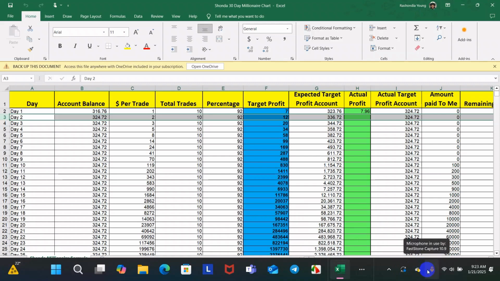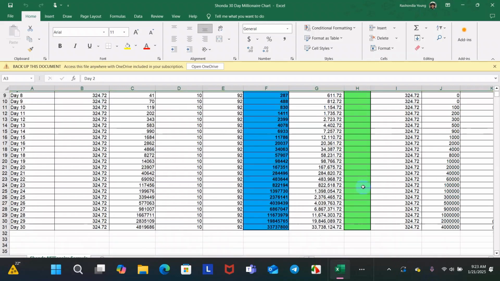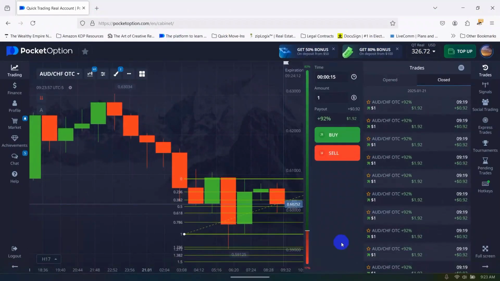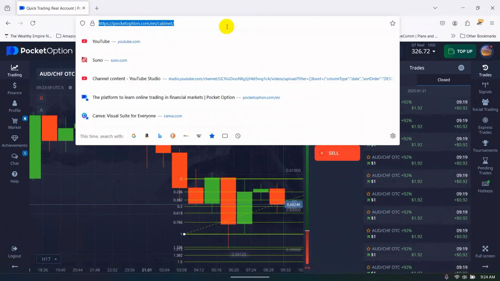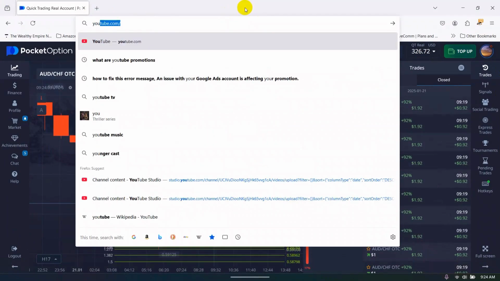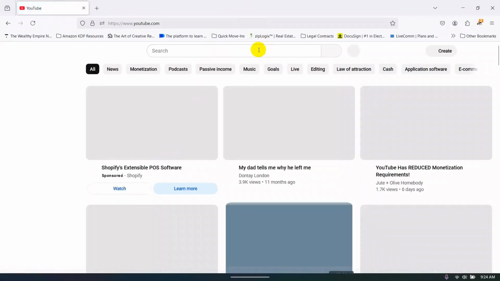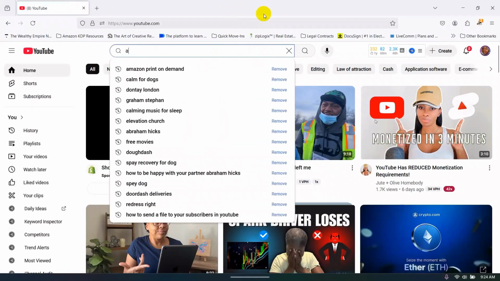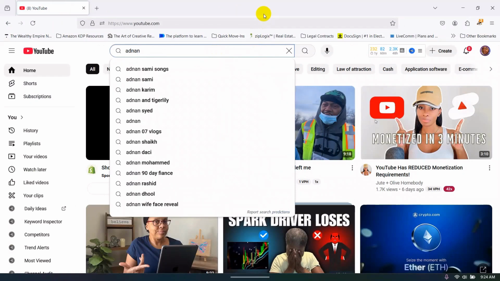Y'all pray for me. Pray for me, because we're gonna work this chart out. Oh, let me show you where I got this chart from, just in case you were wondering where I got it from. Let's talk about it. I was doing a search in my trading days, and I came across Adnan. Let's see, Adnan 30 day.